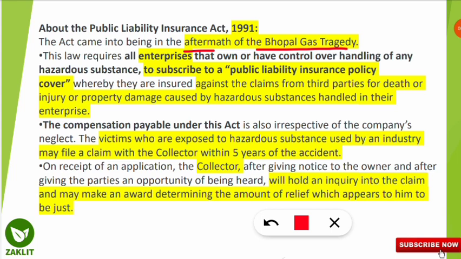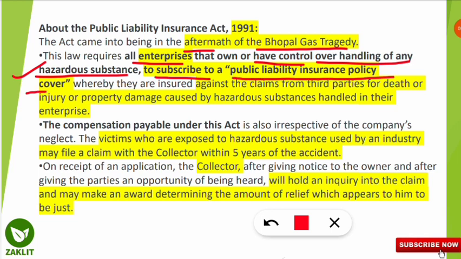Then the next point is this law requires that all enterprises, all factories and industries that have control over handling of any hazardous substance. So this is specifically for those enterprises, those industries which are dealing with hazardous substances. What they have to do? They need to subscribe to a public liability insurance policy cover. So this subscribe does not mean this YouTube subscription. It means that they should enroll in this policy, that is the public liability insurance policy cover.